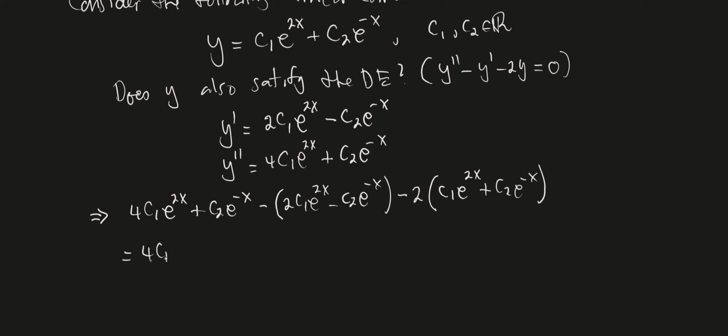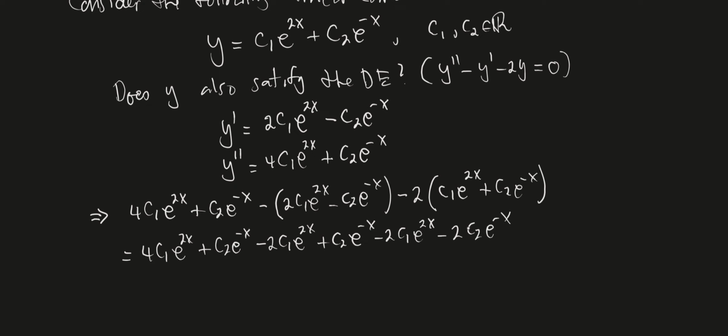So we have 4c1 e to the 2x plus c2 e to the negative x. Distribute the negative 1 there. So I'll have minus 2c1 e to the 2x plus c2 e to the negative x minus 2c1 e to the 2x minus 2c2 e to the negative x. Now let's collect the like terms. So let's group everything that has an e to the 2x.